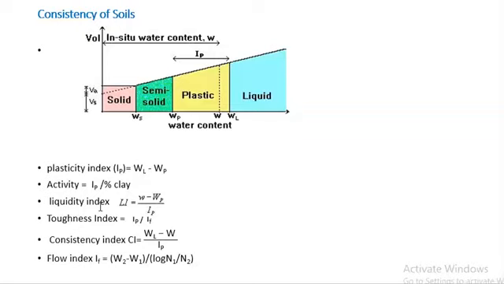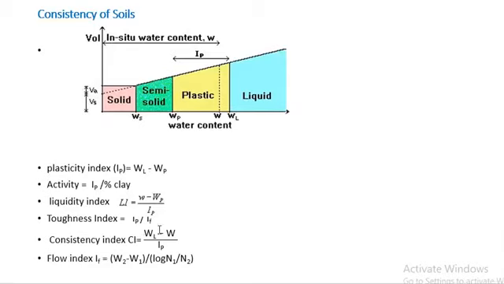In the liquidity index, there is WP. Try to remember it like this: in the liquidity index, WL is not there, but in the consistency index, WL is there. In the consistency index, it is (WL minus W) by IP, and liquidity index plus consistency index is equal to 1. LI plus CI is equal to 1.